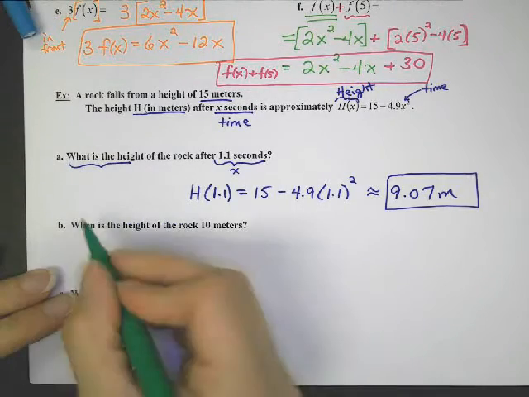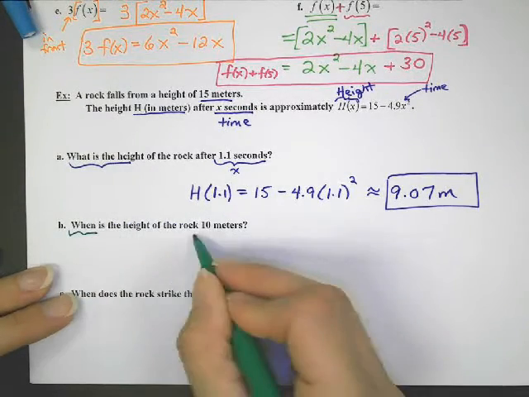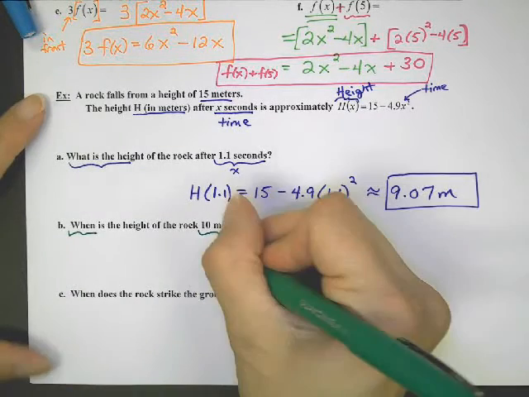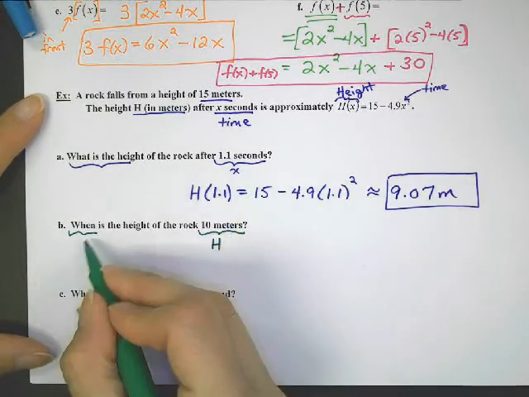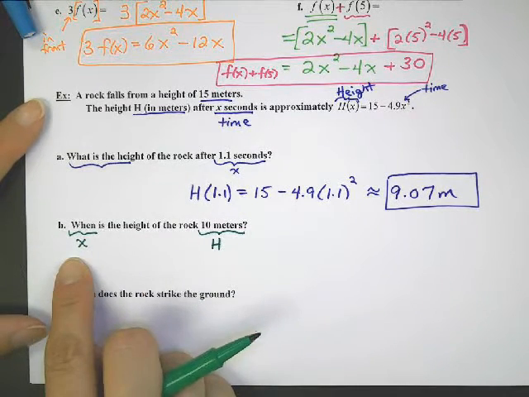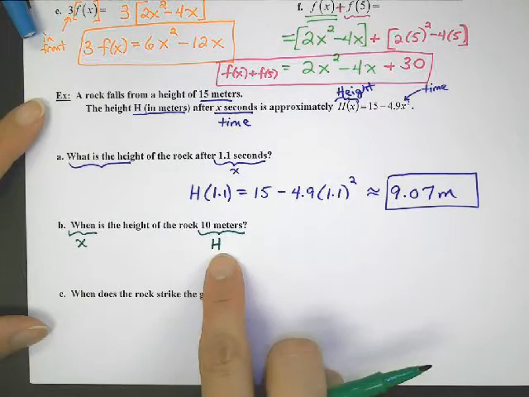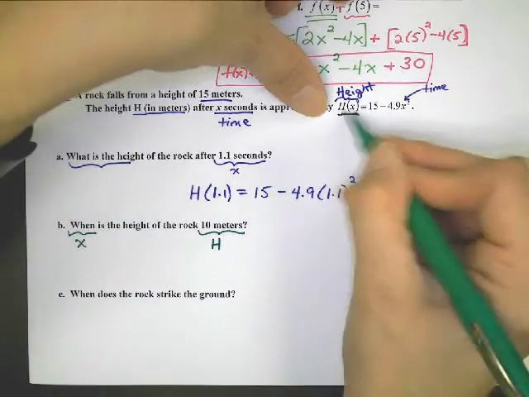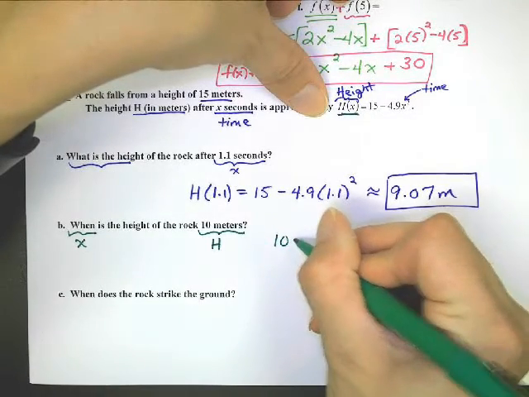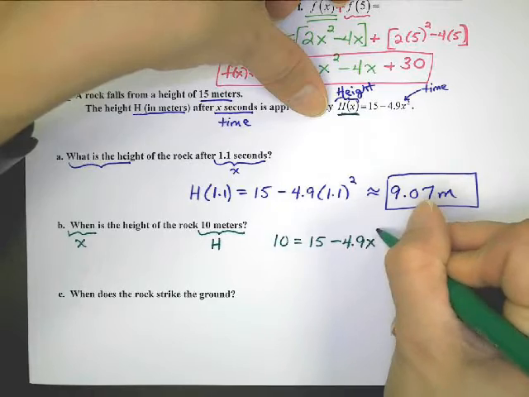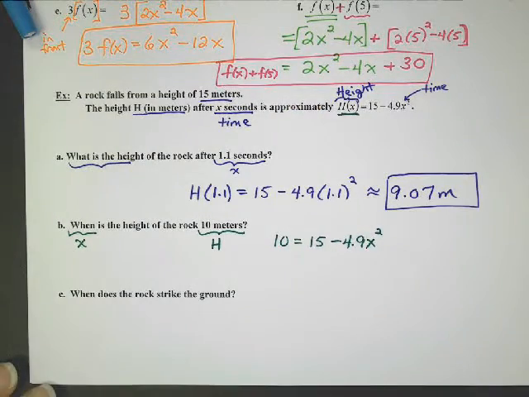When is the height 10 meters? 10 meters is the height. That's going to go into the H spot. And when, that's X. So now we're going to find X, and we're going to plug 10 into the H spot. So looking at our equation, the H, the Y side, is going to be 10 equals 15 minus 4.9x squared. We're going to solve for the X.